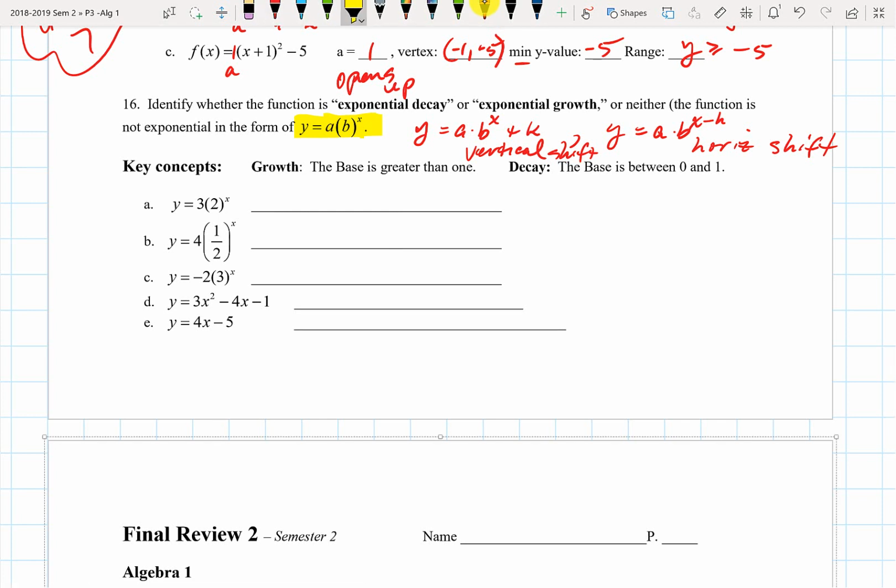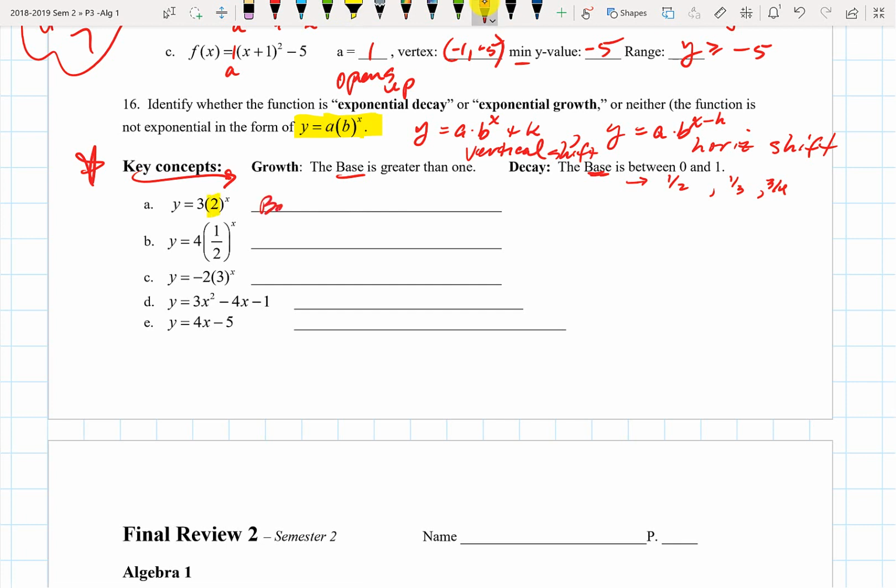Key concept. Growth: the base is greater than 1, so you have to identify the base. And decay: the base is between 0 and 1. It's a fraction, something like 1/2 or 1/3 or 3/4, anything between 0 and 1. So now we want to identify the base. Let's highlight the base. There's your base.